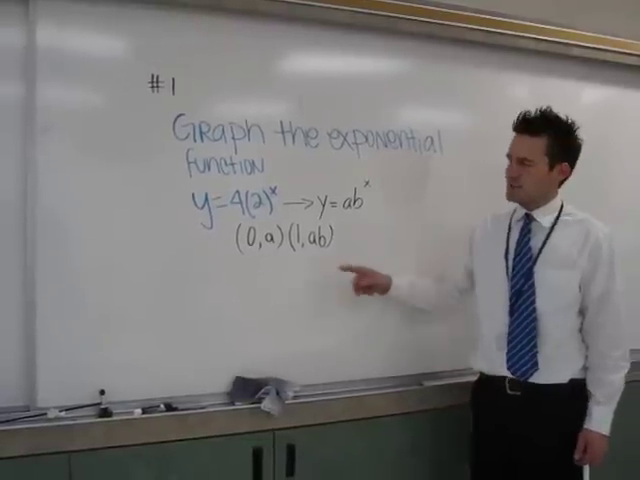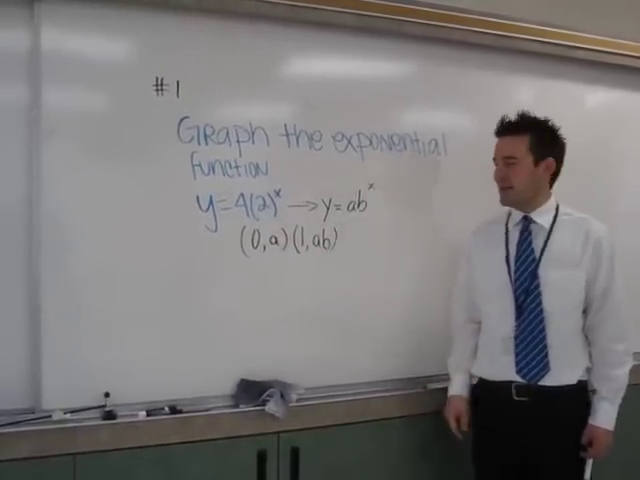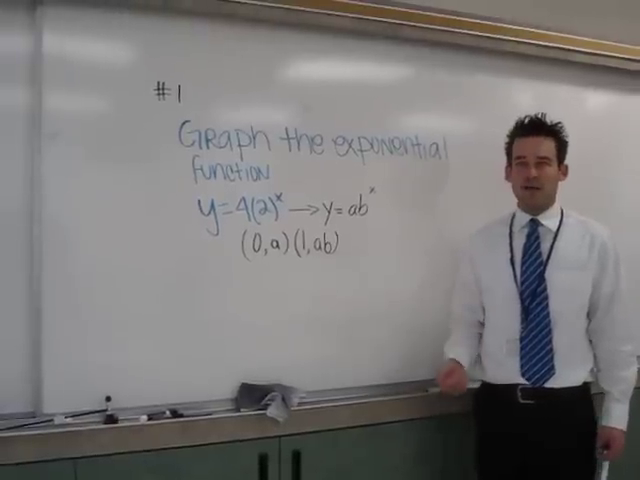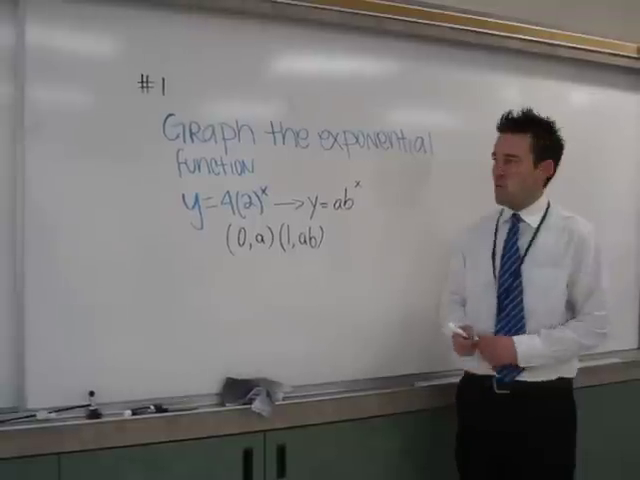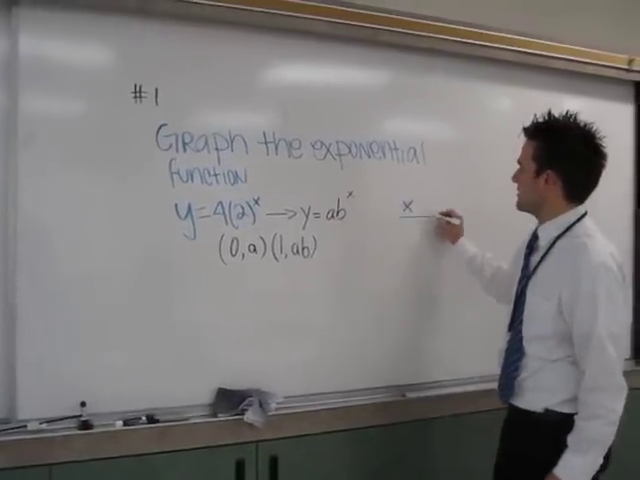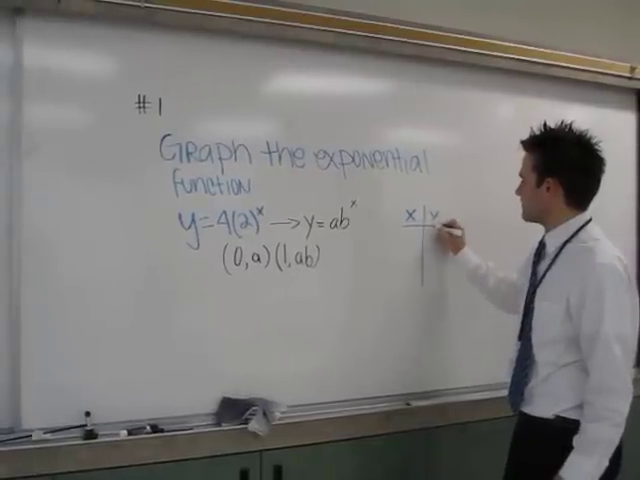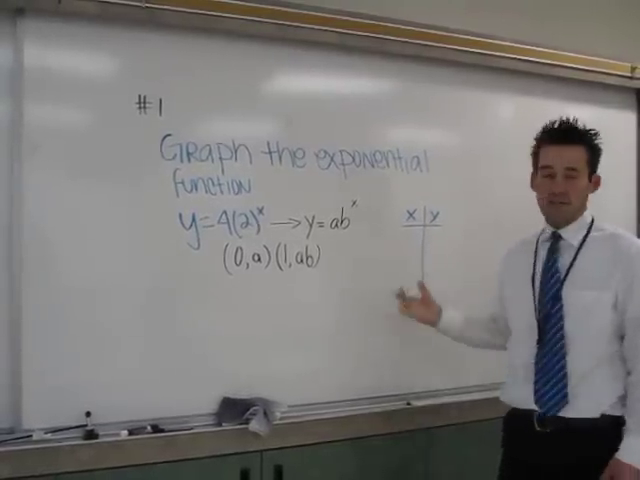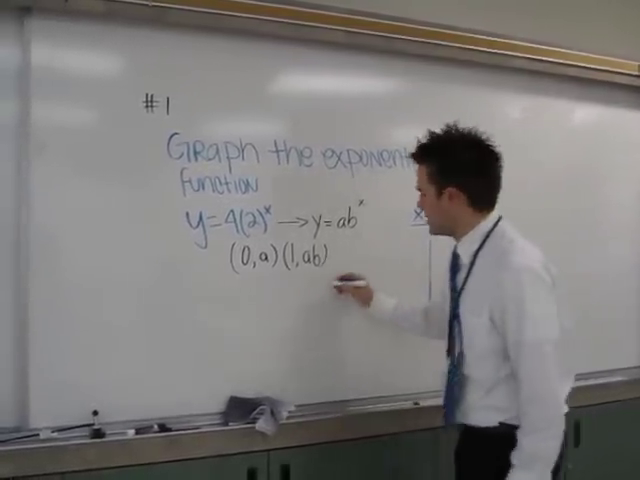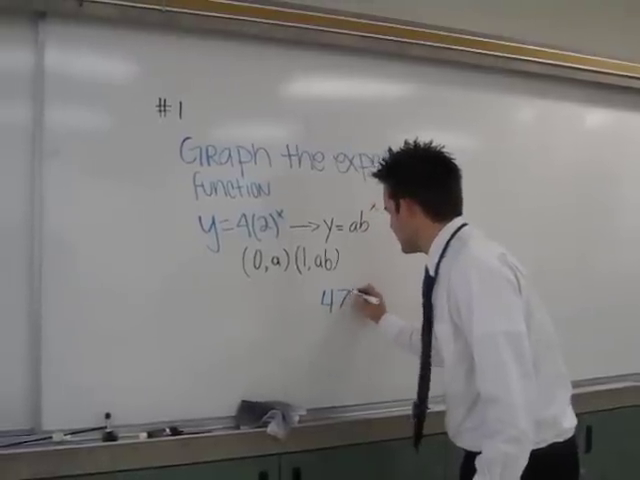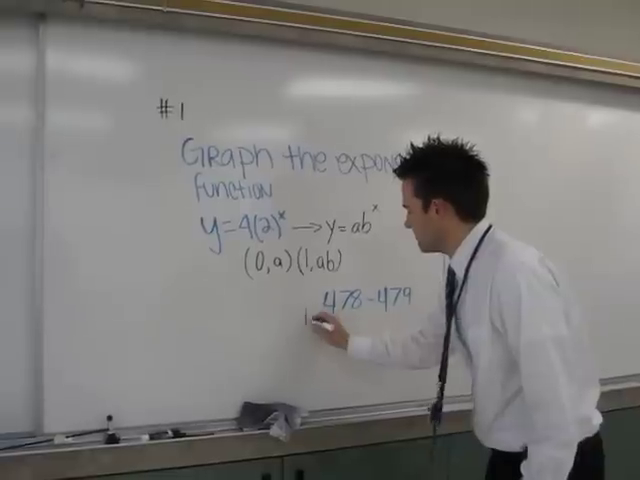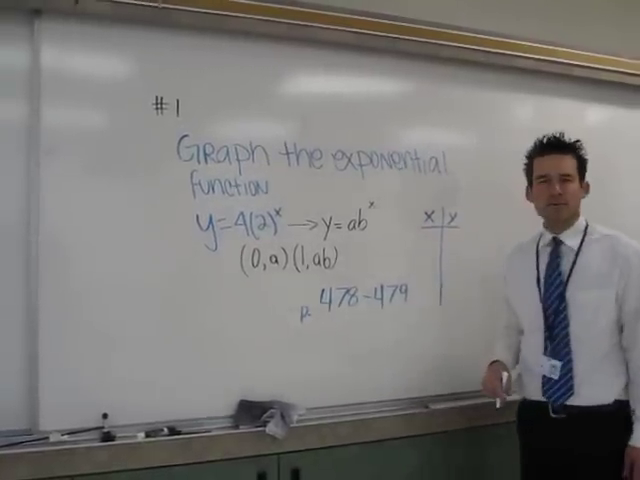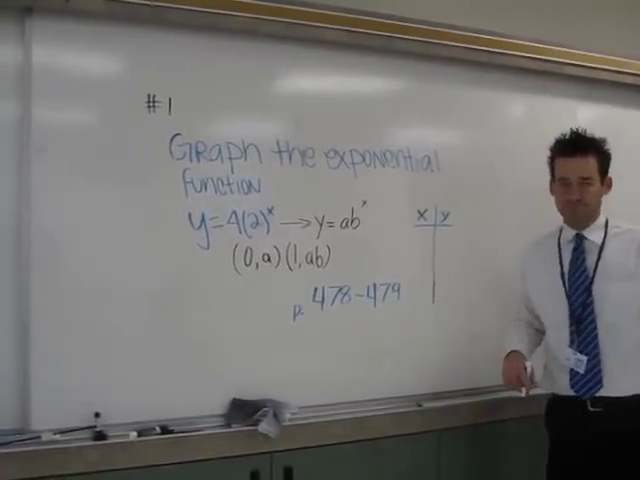So what you need to do is figure out what a is and what b is, and then you'll have 2 of the points. You can also just pick some values for x and find out what y would be with an x, y table. If you need more help with this, check out pages 478 through 479, examples 1 and 2.